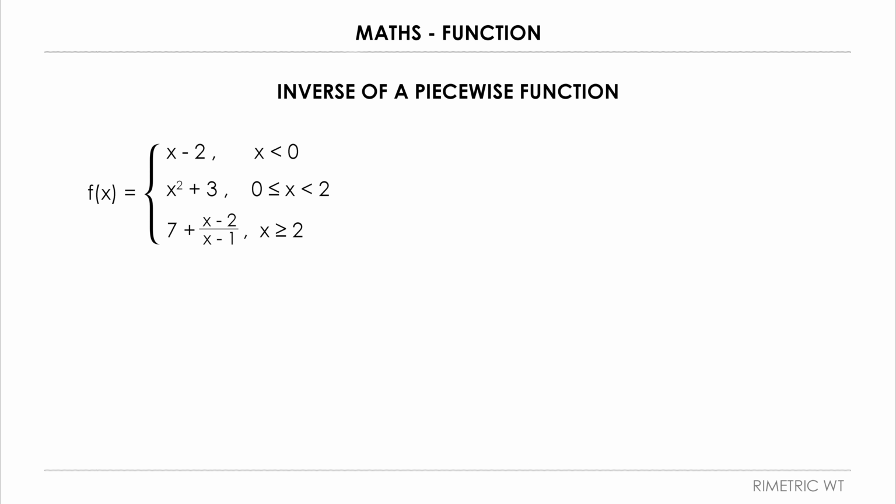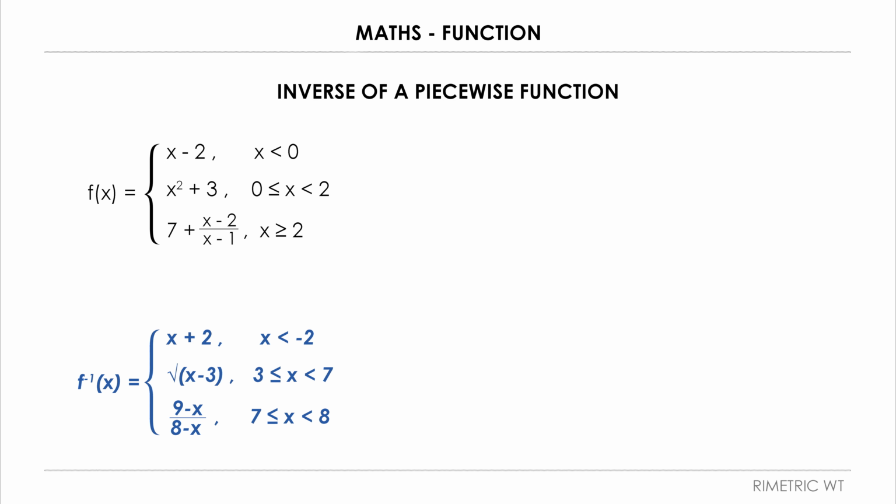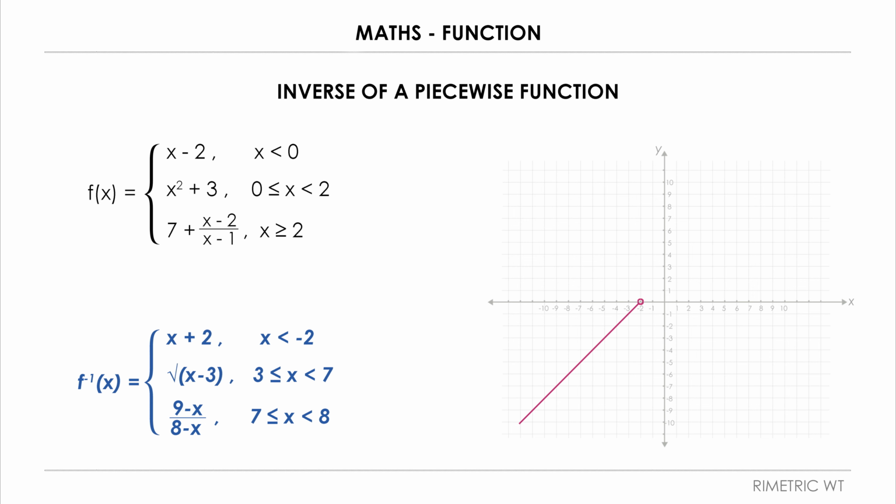Therefore, the function piece will be f inverse of x is defined as x plus 2 when x is less than -2, f inverse of x is equal to square root of x minus 3 when 3 is less than or equal to x and x is less than 7, and finally f inverse of x is equal to 9 minus x over 8 minus x when x is in the interval of 7 and 8, where 8 is in an open interval. Graphically, it will be plotted as shown here.